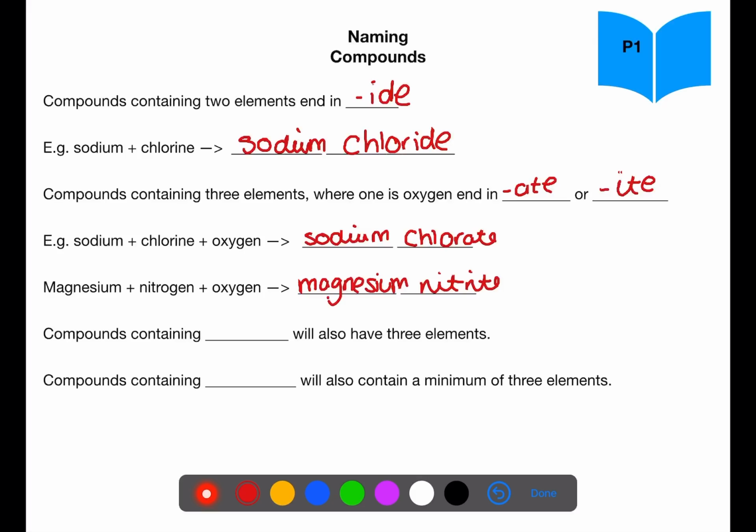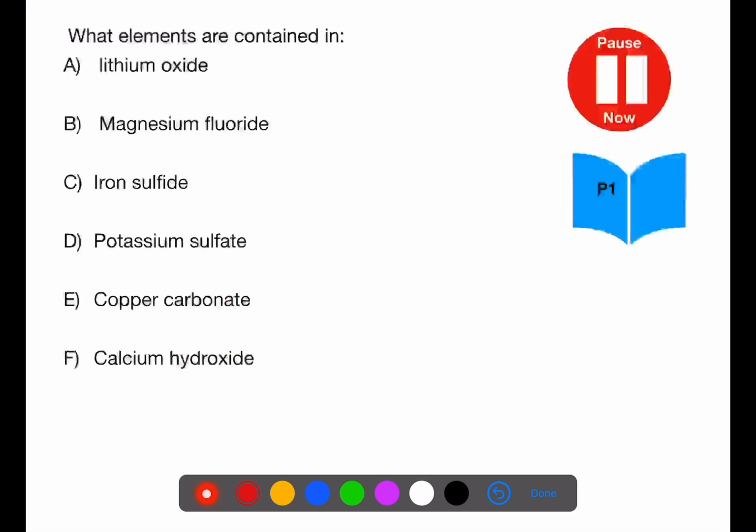Compounds which contain hydroxide will also have three elements, even though the word ends in IDE. Hydroxide has the formula OH, so contains two elements. Compounds that contain ammonium, NH4, will also contain a minimum of three elements. Pause the video now and identify the elements in each of these compounds.